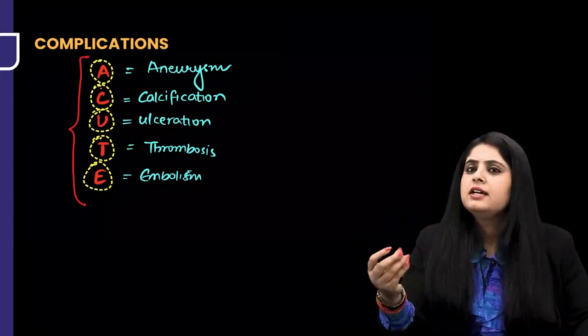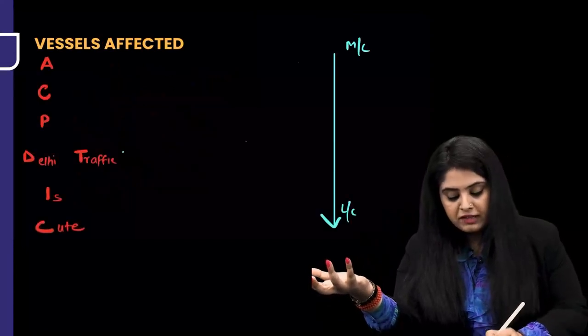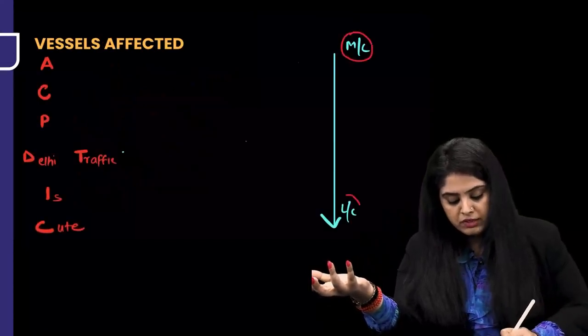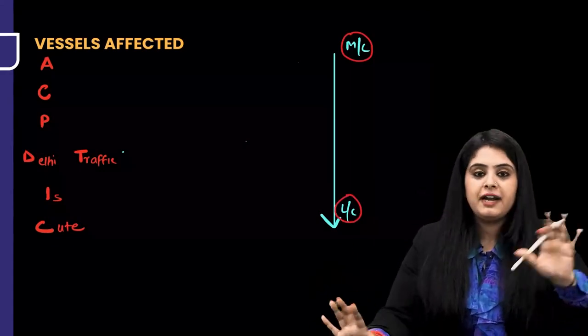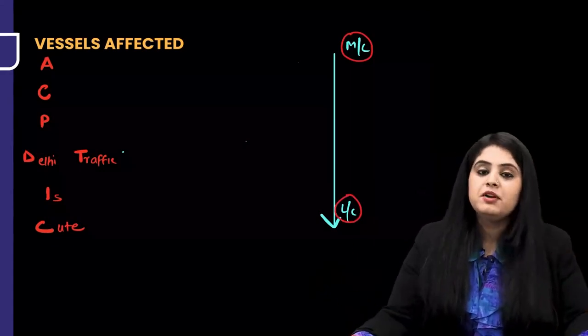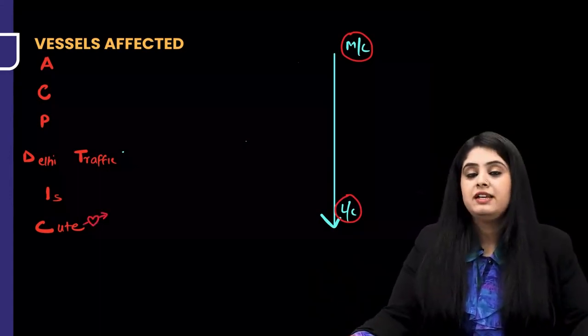Second slide done. Last part. What are these vessels that I'm talking about? If I ask you, tell me from the most common to the least common list of vessels that are affected, I've got a very scattered kind of mnemonic. ACP of Delhi traffic is cute. How cute is the mnemonic? ACP of Delhi traffic is cute.